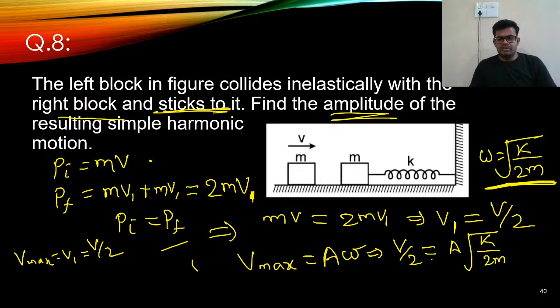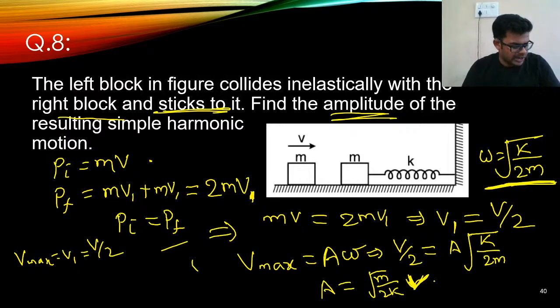Okay, so let us simplify it. You will get the answer. So the value of amplitude will be what? That will be root of M by 2K into V. This is the final answer you are getting from this question. So this will be the final amplitude, right? Okay, that's all. Very, very simple question. All of you can do it. No need to worry about it, right?